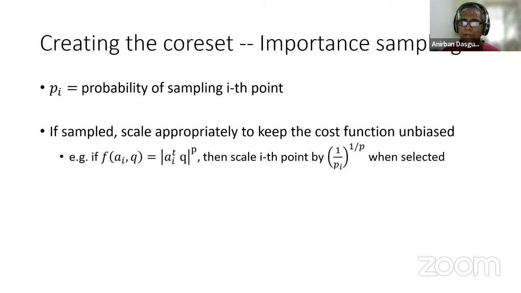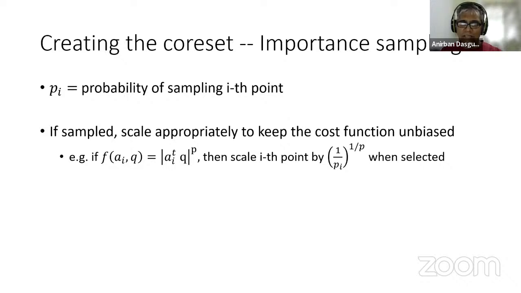Right? And the sampling distribution will be carefully designed. Let us denote pi to be the probability of sampling the ith point, right? And if sampled, then we scale the point appropriately so that it keeps the cost function unbiased. Because if the point is sampled with probability pi, then I will scale it with some function of 1 by pi, so that the resulting cost function remains unbiased.